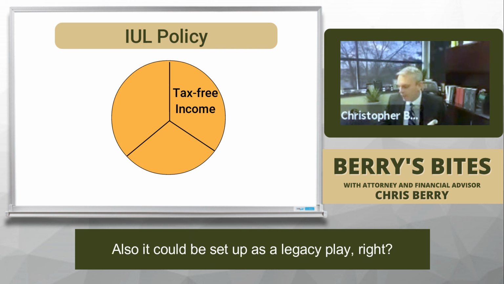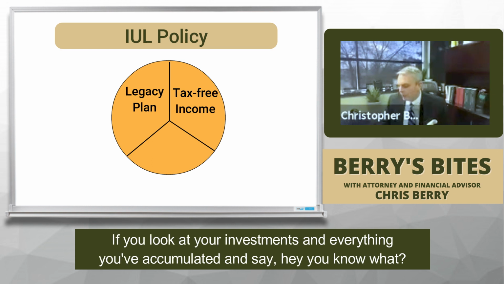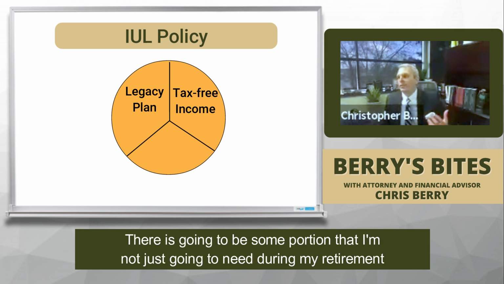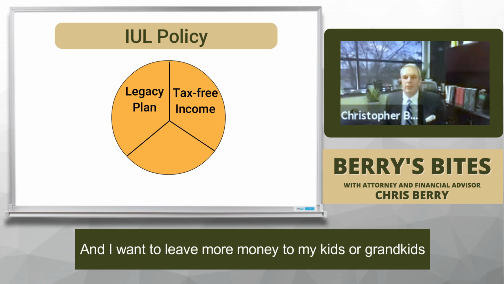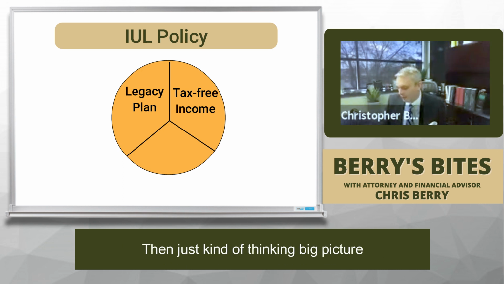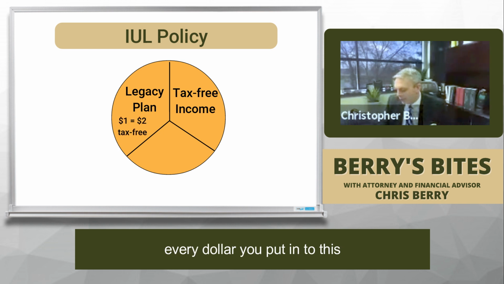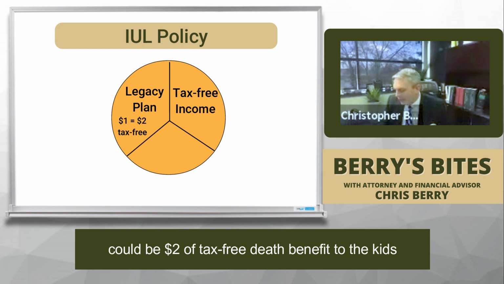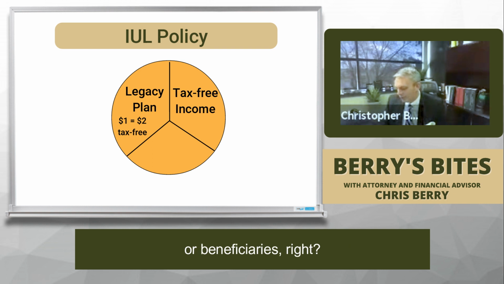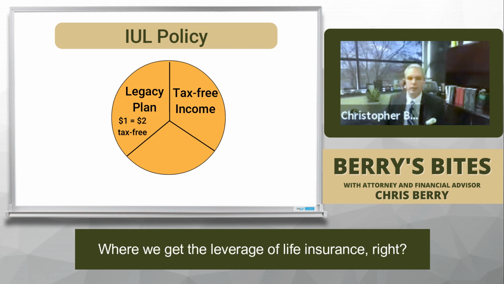Also, it could be set up as a legacy play, right? If you look at your investments and everything you've accumulated and say, hey, you know what? There's going to be some portion that I'm not just going to need during my retirement, and I want to leave more money to my kids or grandkids, then just kind of thinking big picture, every dollar you put into this could be $2 of tax-free death benefit to the kids or beneficiaries, right? Where we get the leverage of life insurance, right?